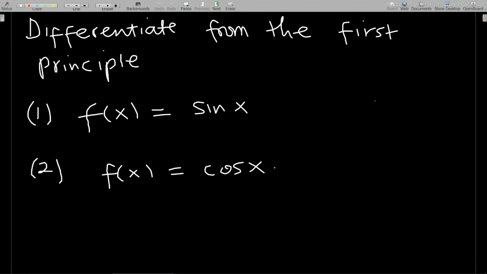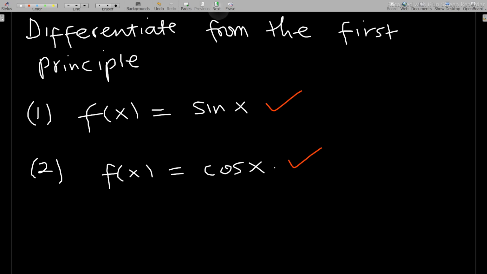All right, let's start. We are supposed to differentiate from the first principle these two functions. And indeed, if you're able to differentiate the two functions from first principle, we can use it to differentiate every trigonometric function. We'll talk about them later. But let's try to differentiate from the first principle using these.